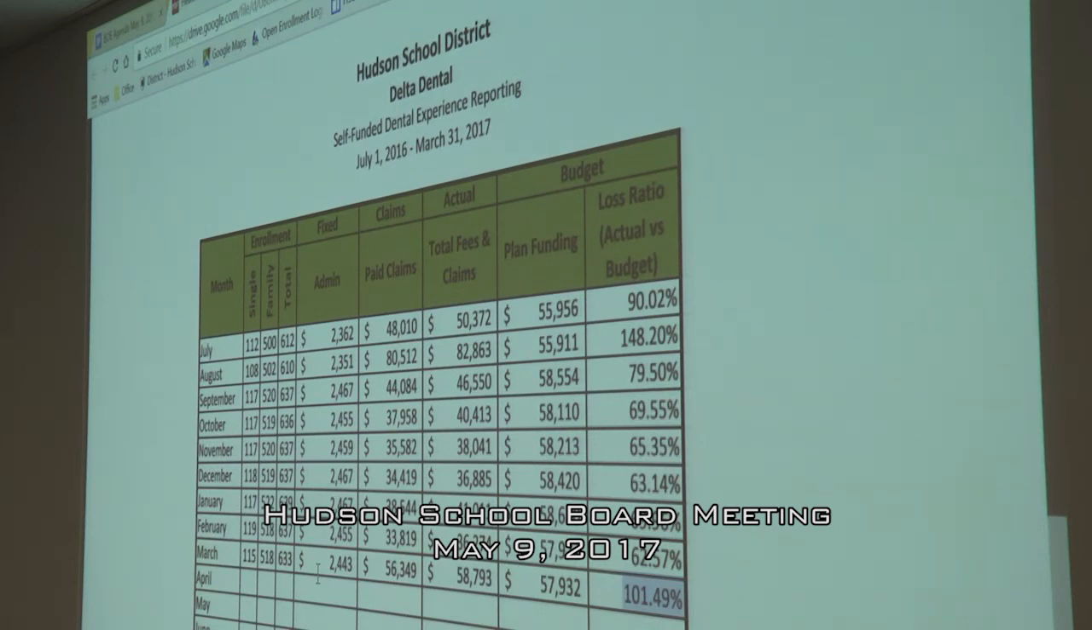And then the rate increases would be reactionary: we probably need to up the rates not only to account for potentially another year like that, but also to replenish some of the fund balance we had to use. Again, I think our big gain is that we have our own pool. We're not pooled with a bunch of other groups. And then we have reinsurance at 110 or 115,000. I think we're at 110. So we don't pay claims beyond that. After 110, another insurance company kicks in.